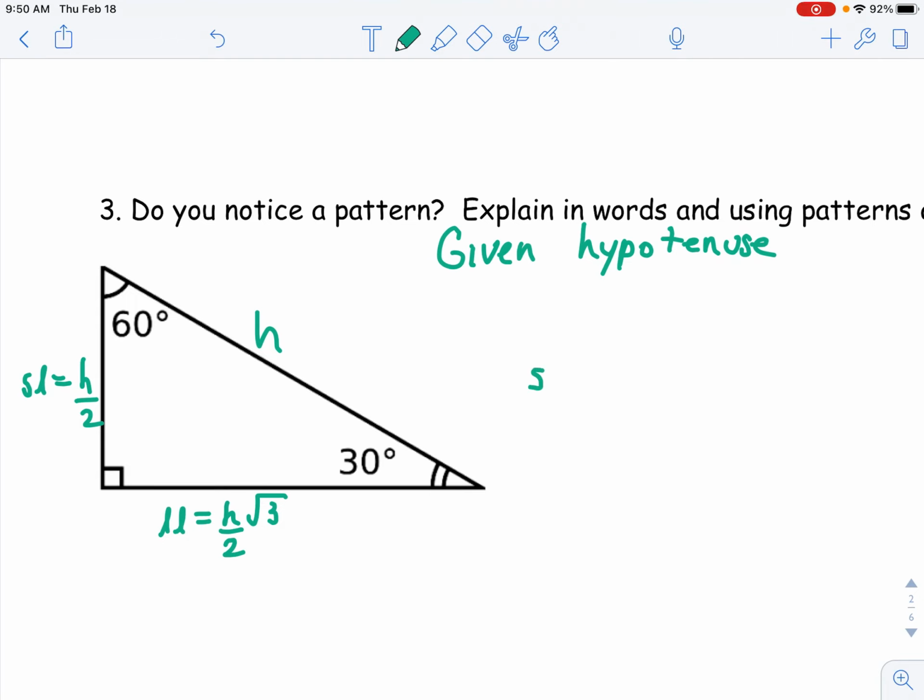Now write that out. Short leg equals hypotenuse divided by 2. Long leg equals hypotenuse divided by 2 times radical 3.